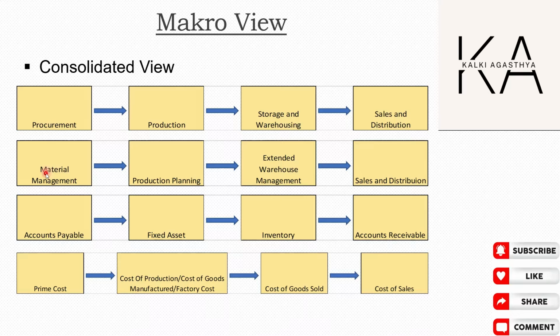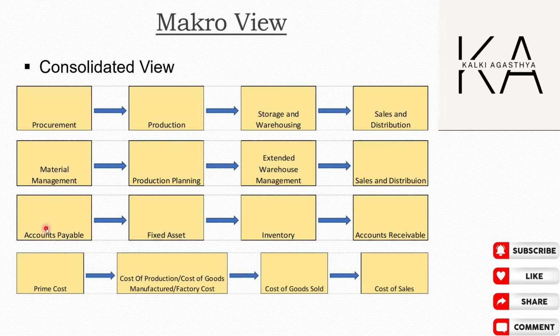Now considering, Materials Management can be linked to procurement, Production Planning can be linked to production, Extended Warehouse Management can be linked to storage and warehousing, and Sales and Distribution can be linked to the sales and distribution channel. Coming back to the finance view, we need to link all our payables to the vendors from whom we have procured something, and then we have fixed assets where all our production planning and production activities would take place, and then comes our inventory. All our finished goods would be stored somewhere, and that becomes our inventory management. And finally the accounts receivable, to whom we have sold, right?